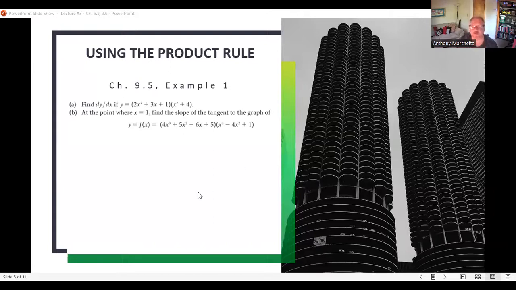They're saying find dy dx with this formula, and then find it at this special point where x equals 1, find the slope of the tangent to this graph. Now, we have two different functions there. I'm going to do one at a time, and I'm going to do them through the chalkboard. Let's jot them down first. Nice.